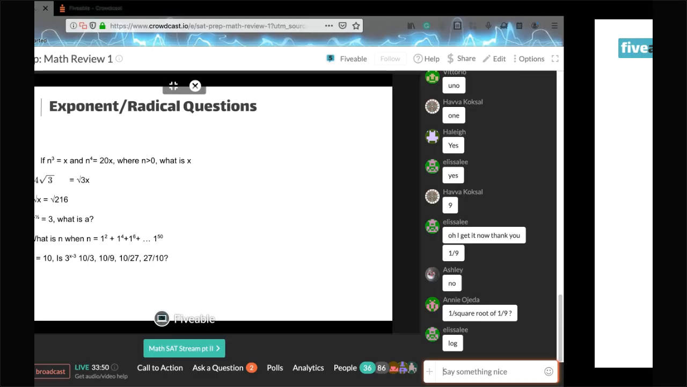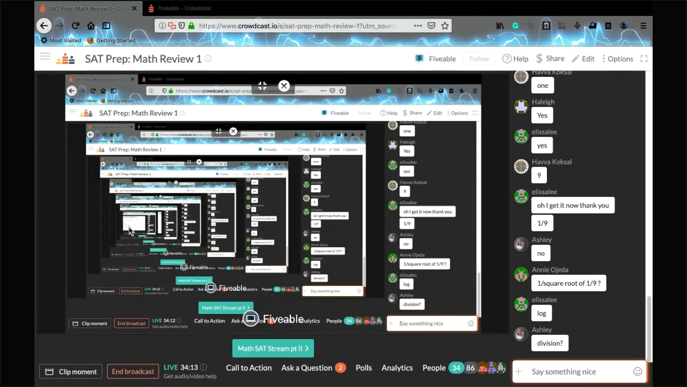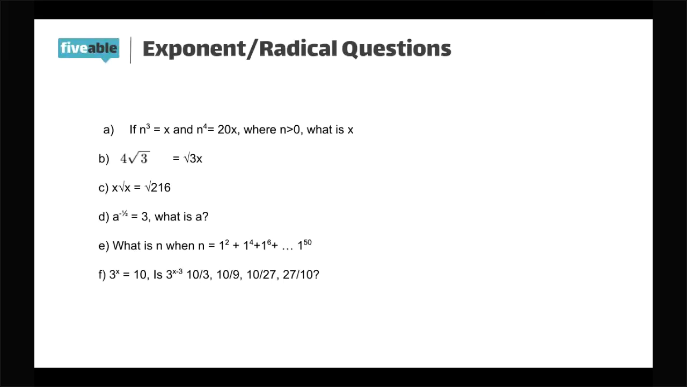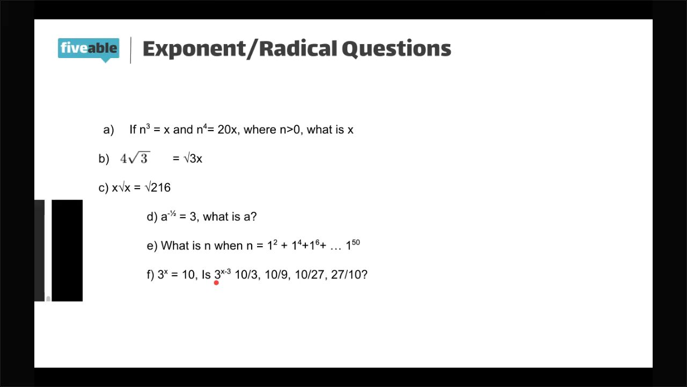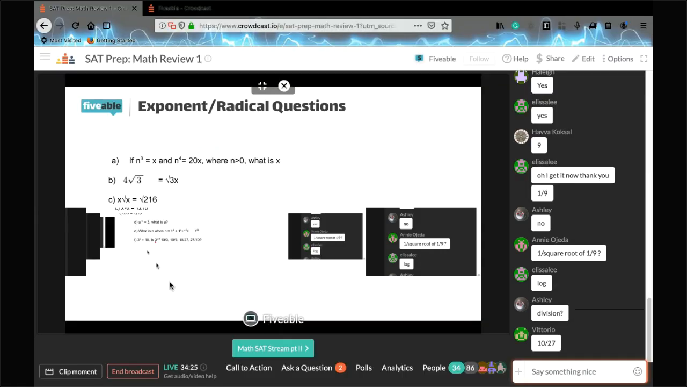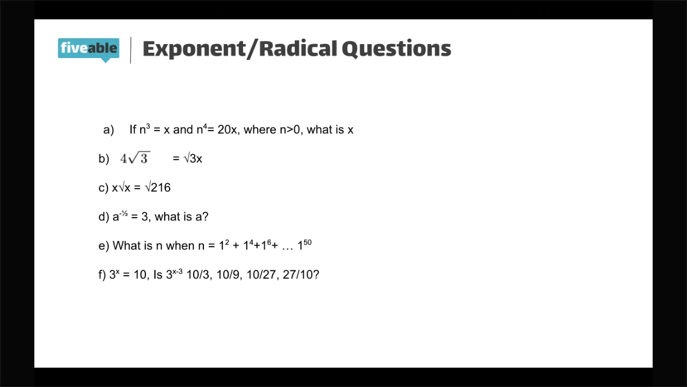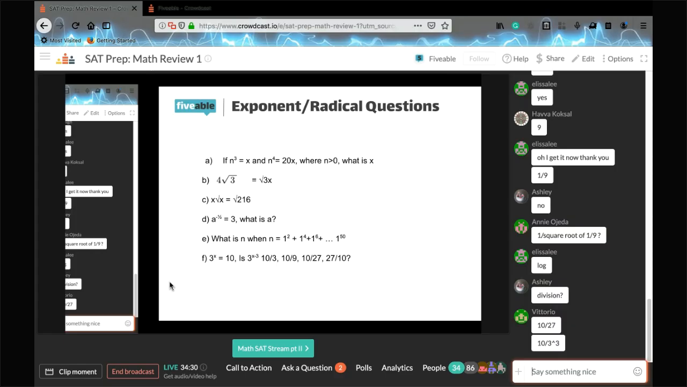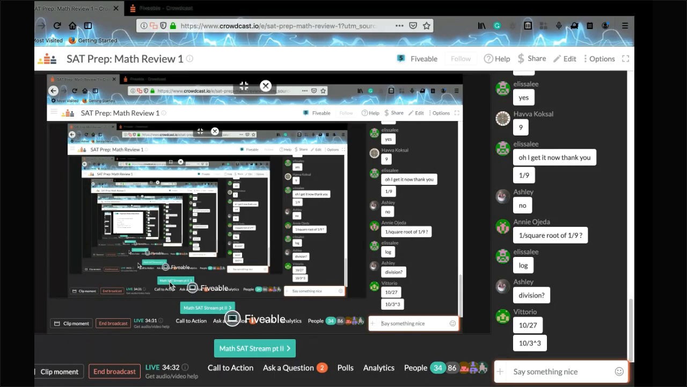Did anyone get it? All right. Because that would be the case if we were only looking for x, but we're looking for 3 to the x minus 3. That makes it simpler. All right, we have a 10 over 27. Yep, all right, so one person's gotten it.